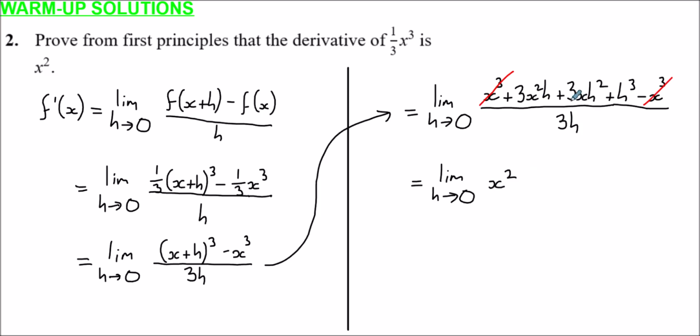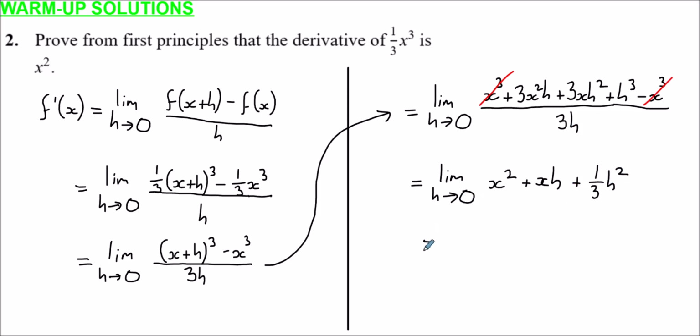This one, the 3's again cancel, 1h will cancel, so h squared divided by h will give us h, and we have an x. So we have xh here. And then h cubed divided by 3h. Well, one of the h's will cancel, giving us h squared, divided by 3 gives us 1/3 h squared. We can now evaluate this limit as h goes towards 0.